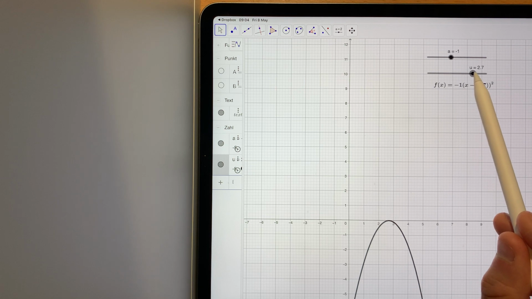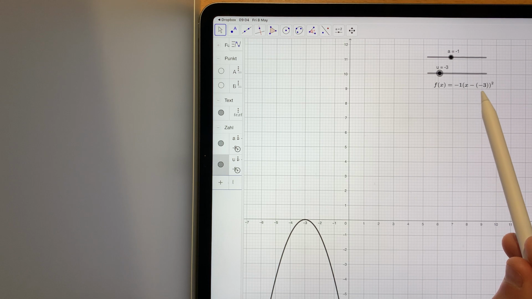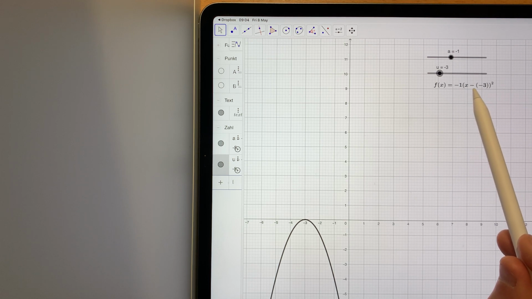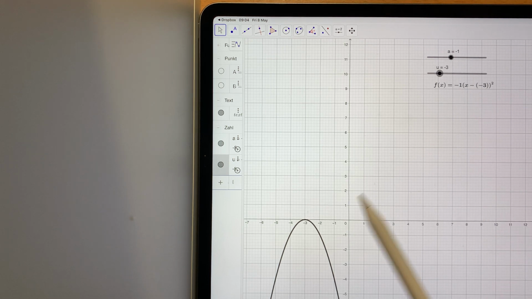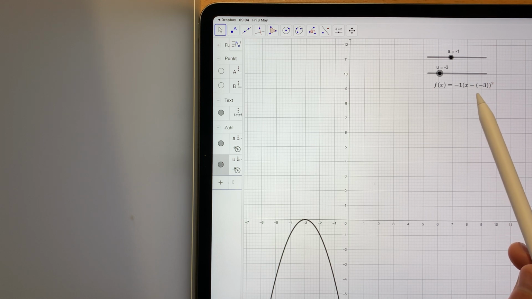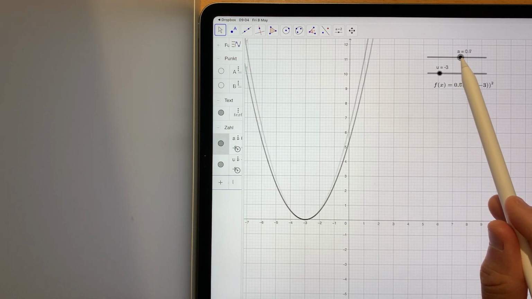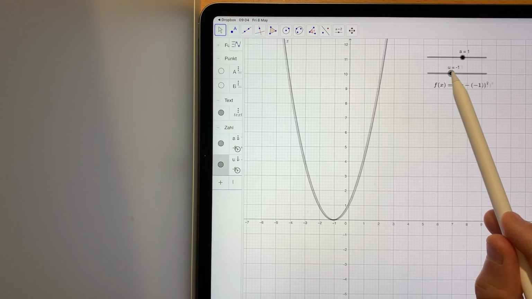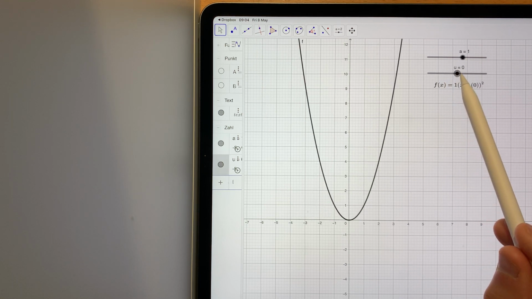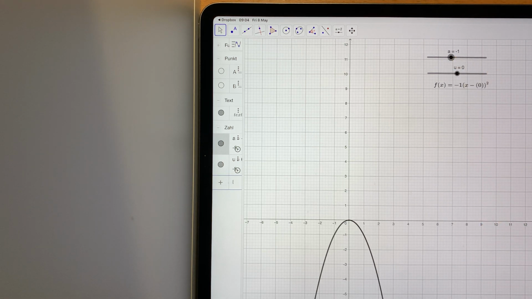You see the minus here. Well, here, it's going to be a plus. So when it's a plus, x minus minus 3, x plus 3, it will be shifted to the left because you need to plug in minus 3 in order to get 0, which will be the highest possible value for a sad parabola. Okay, let's go up to 1 again and put it back to 0. So this is the original parabola, the happy one, and this is the original sad one.